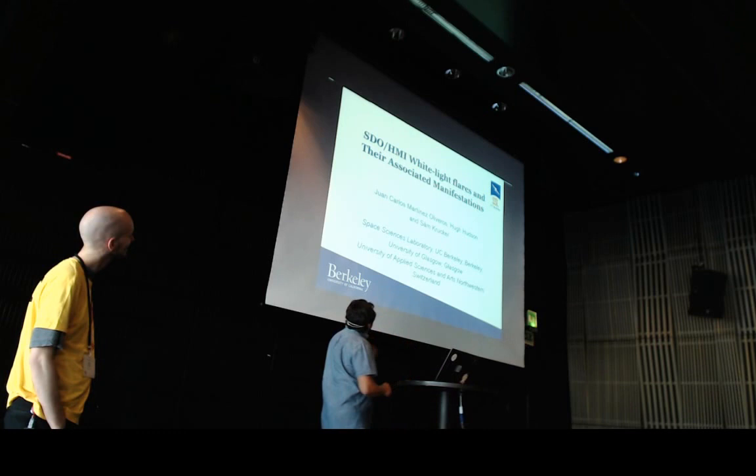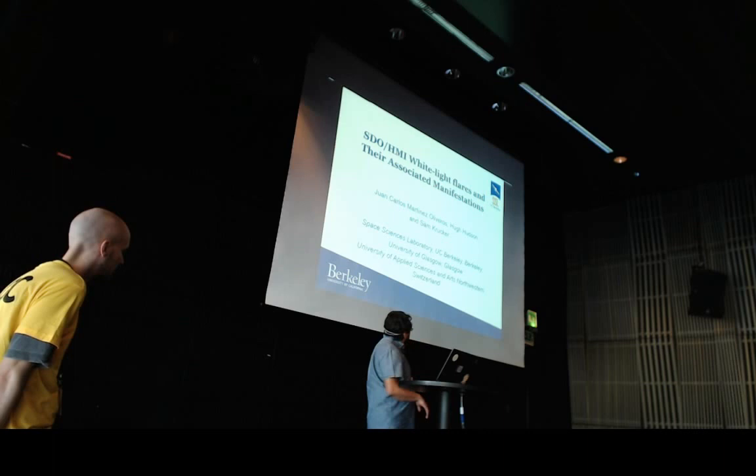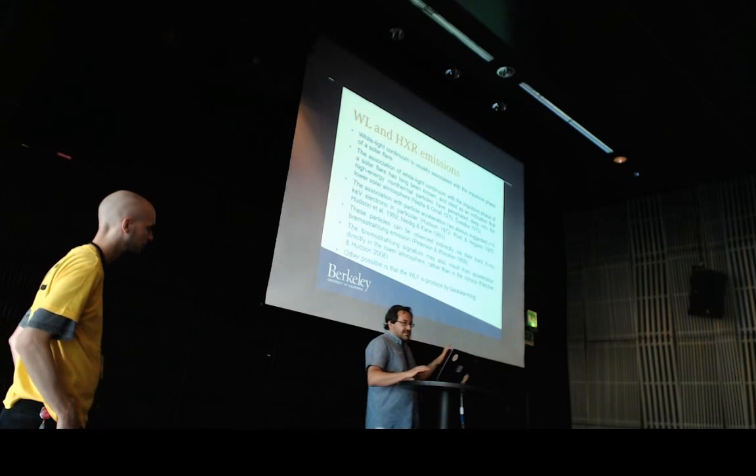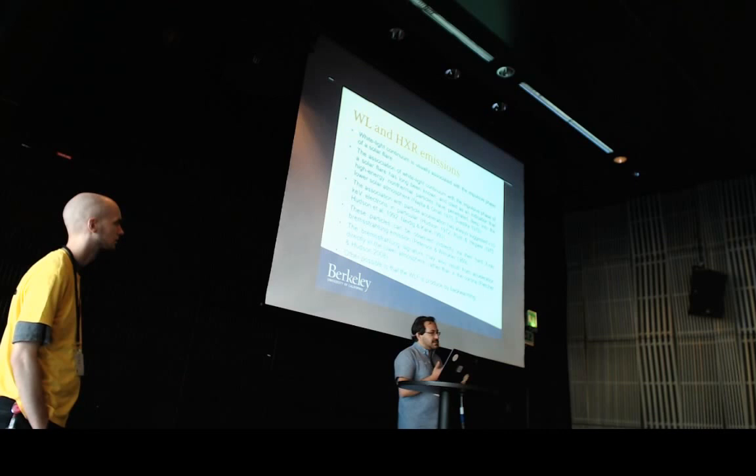In particular, I'm going to talk about the associated phenomena that we see with these flares in the solar corona and the solar chromosphere. This is some work that I have been doing for the last years with my two main colleagues, Pugh and Sam Crocker. So here is an overview of what I understand about white light flares and their association with hard X-rays in the sun. What we know is that white light flares are enhancements of the white light continuum from the sun associated with the impulsive phase of a flare.